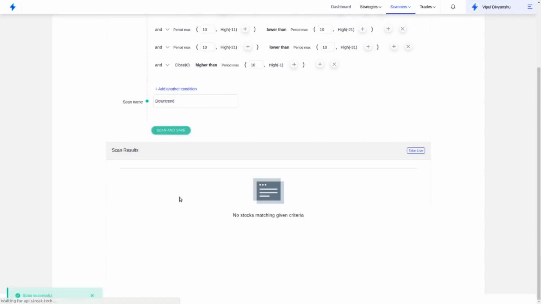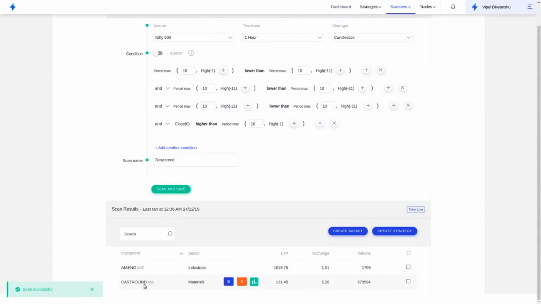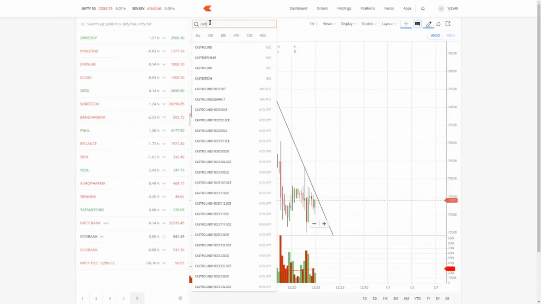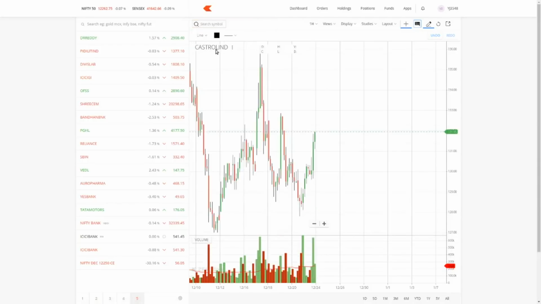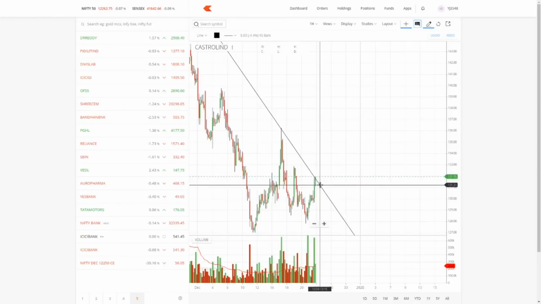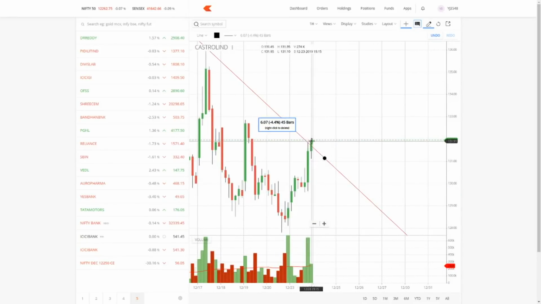On Nifty 100 we didn't find anything. Let's check on Nifty 500 if we find something. Okay, we find these two stocks. Let's look at Castrol India. Let me plot that. We clearly see that the trend was something like this, because we have said highest high of the last 10 candles. If I zoom in, this trend has been broken by the close price, and that's why the stock has been identified.